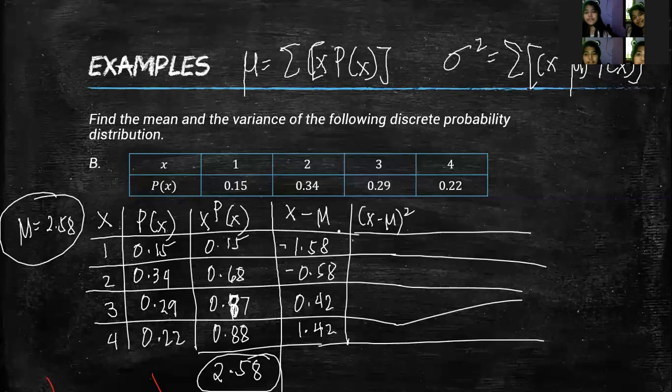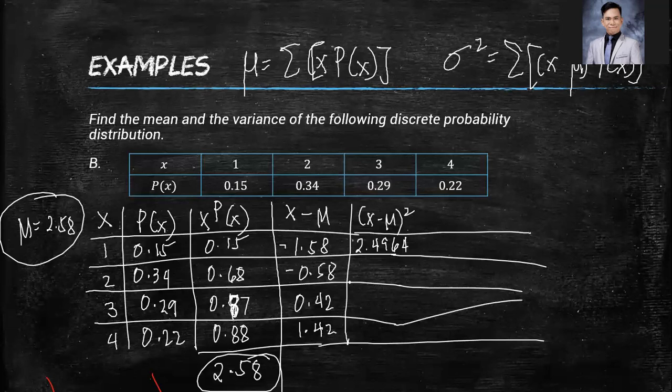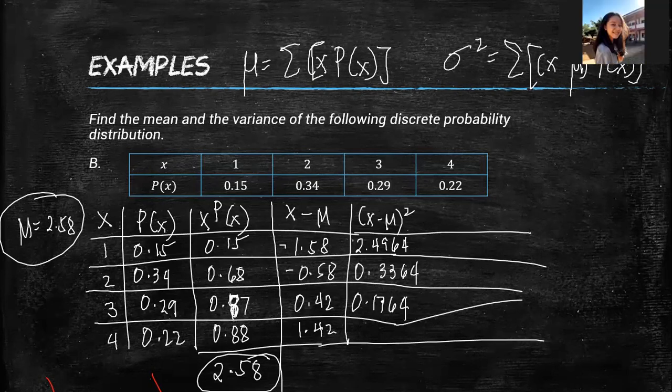2.4964. Okay, 2.4964, right? Next is 0.58 squared, 0.3364. Okay. Next is 0.42 squared, that would be 0.1764. And 1.42 squared, that would be 2.0164. Isasum ko na ba? Di pa po, sir. Okay, hindi pa.